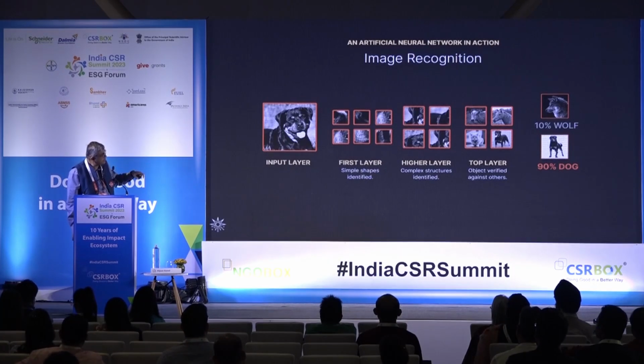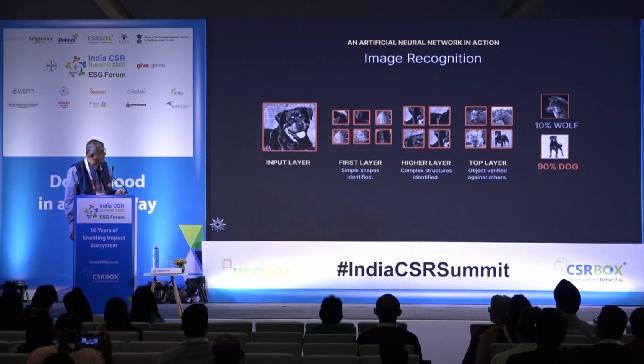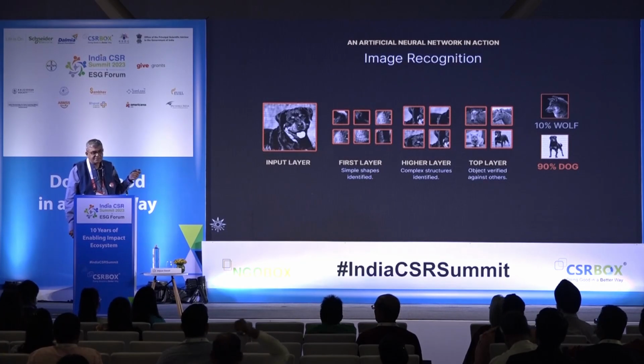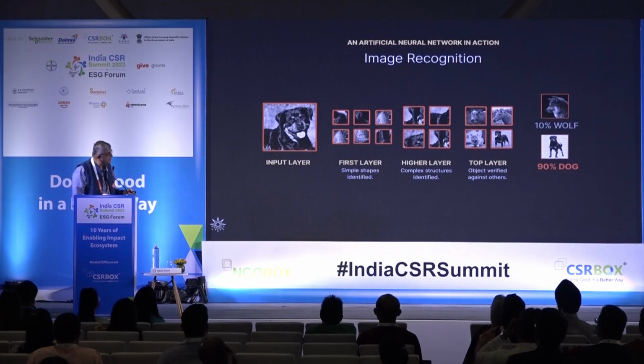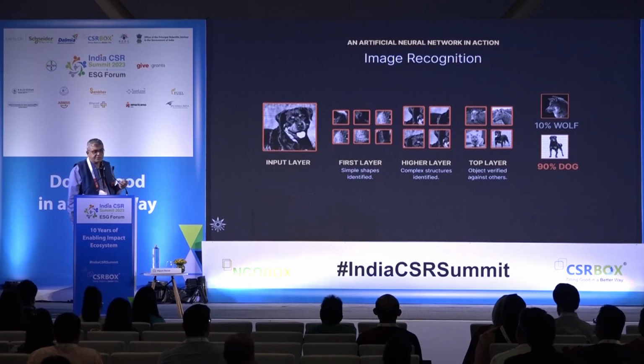So it learns to correlate all these structures with the mappings that it's already learned internally, and then it outputs a probability. It tells you 90% chance this is a dog, 10% chance this is a wolf, for example. It's just an illustrative example, right? So this is how deep neural networks work. They don't just work on images, they can also be applied to text data, they can be applied to audio data, and so on. But the principles are similar.